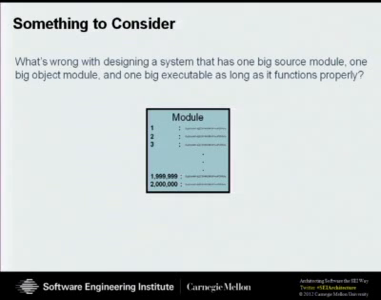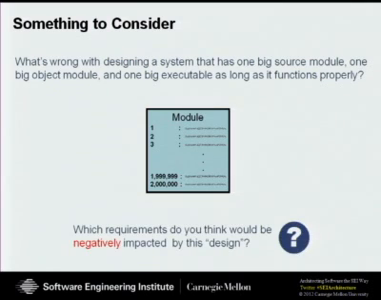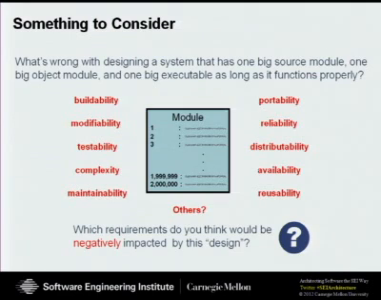systems are not just about functionality. There's a lot of other qualities of a system that need to be satisfied. Which requirements do you think would be negatively impacted by this design? Well, the answer is probably just about all the quality attribute requirements. One big module would not make for a very buildable system. If I have one source file, how am I going to have a team of 20 people working on that source file? Modifiability would suffer.